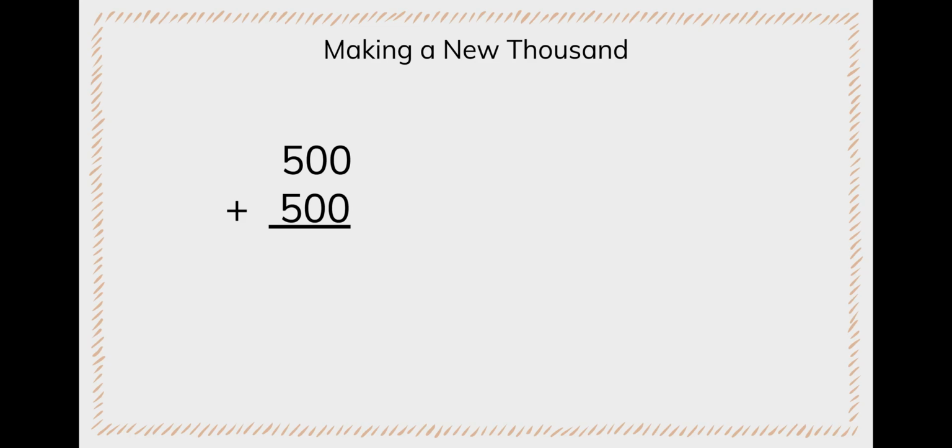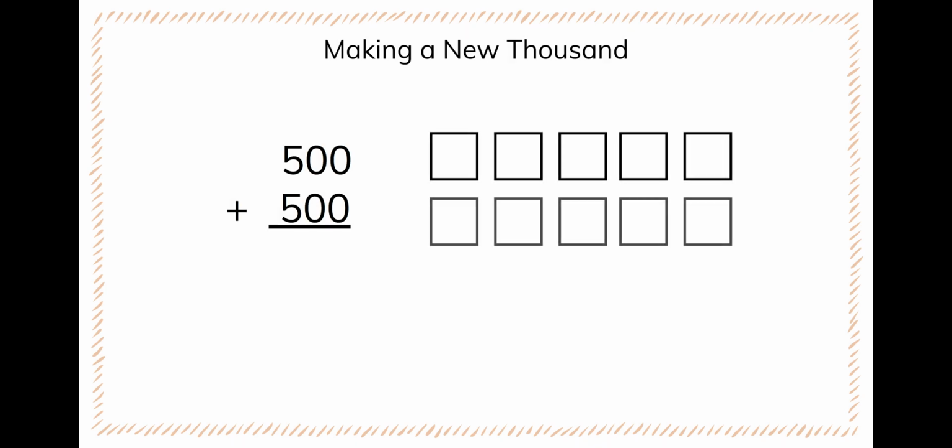Here's a problem, 500 plus 500. I'm going to draw a model so it's very clear how we make new thousands. I have 5 hundreds and 5 hundreds. And when I add that up, that adds up to 10 hundreds. So let's count. I have 100, 200, 300, 400, 500, 600, 700, 800, 900, 1000, but we wouldn't normally say 10 hundreds, we would say 1,000. So 10 hundreds is equal to 1,000.